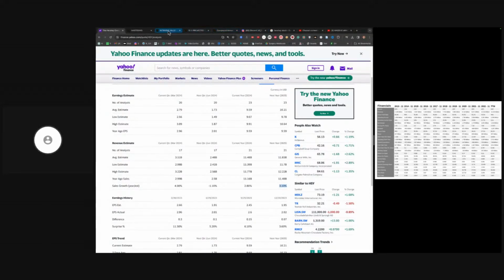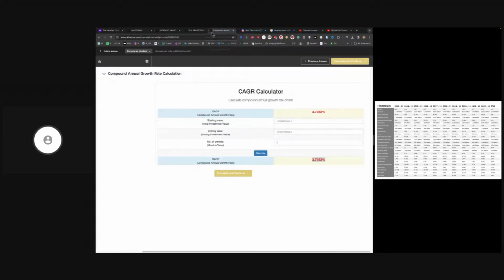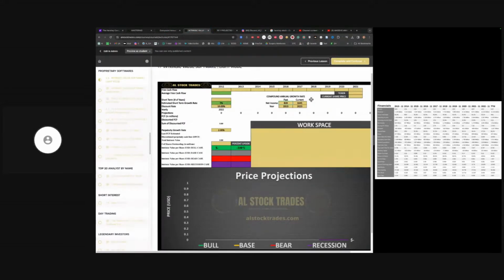We're going to do one using the estimation 3.79, and we're going to do another one using the 7%, the past 10 years.